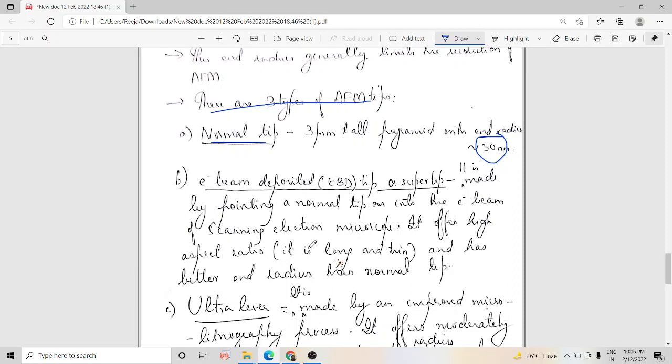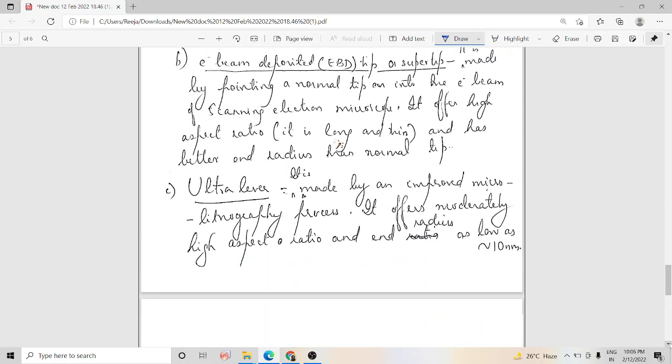It offers a high aspect ratio, that is, its length is high, it's very long, whereas its end radius or diameter is very small, so that this aspect ratio becomes large, and it has a better end radius than a normal tip. That is, a better end radius means it has a smaller end radius than the normal tip. Then comes the ultra lever tip or ultra tip. It is made by an improved microlithography process, and it offers a moderately high aspect ratio and end radius as low as nearly 10 nanometers.